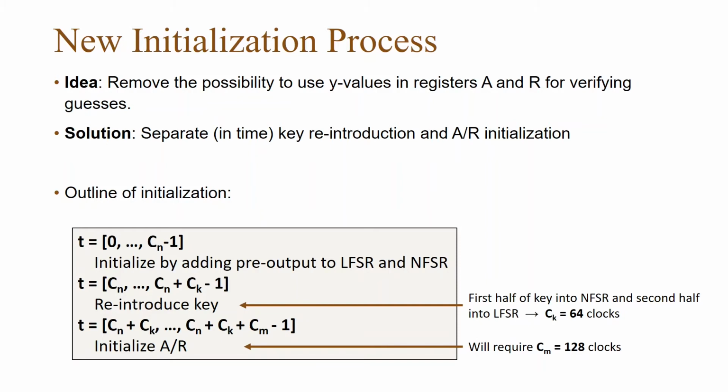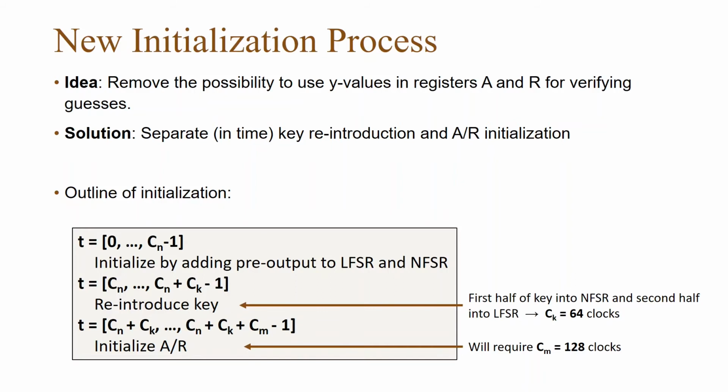In the first part, we use Cn clocks to initialize the LFSR and the NFSR by adding the pre-output bit as a feedback to these shift registers. In the next logical step, we use Ck clocks to reintroduce the key. And in order to keep Ck small, we are going to feed the first half of the key into the NFSR and the second half of the key into the LFSR. And since the key is 128 bits, this will give us 64 clocks.